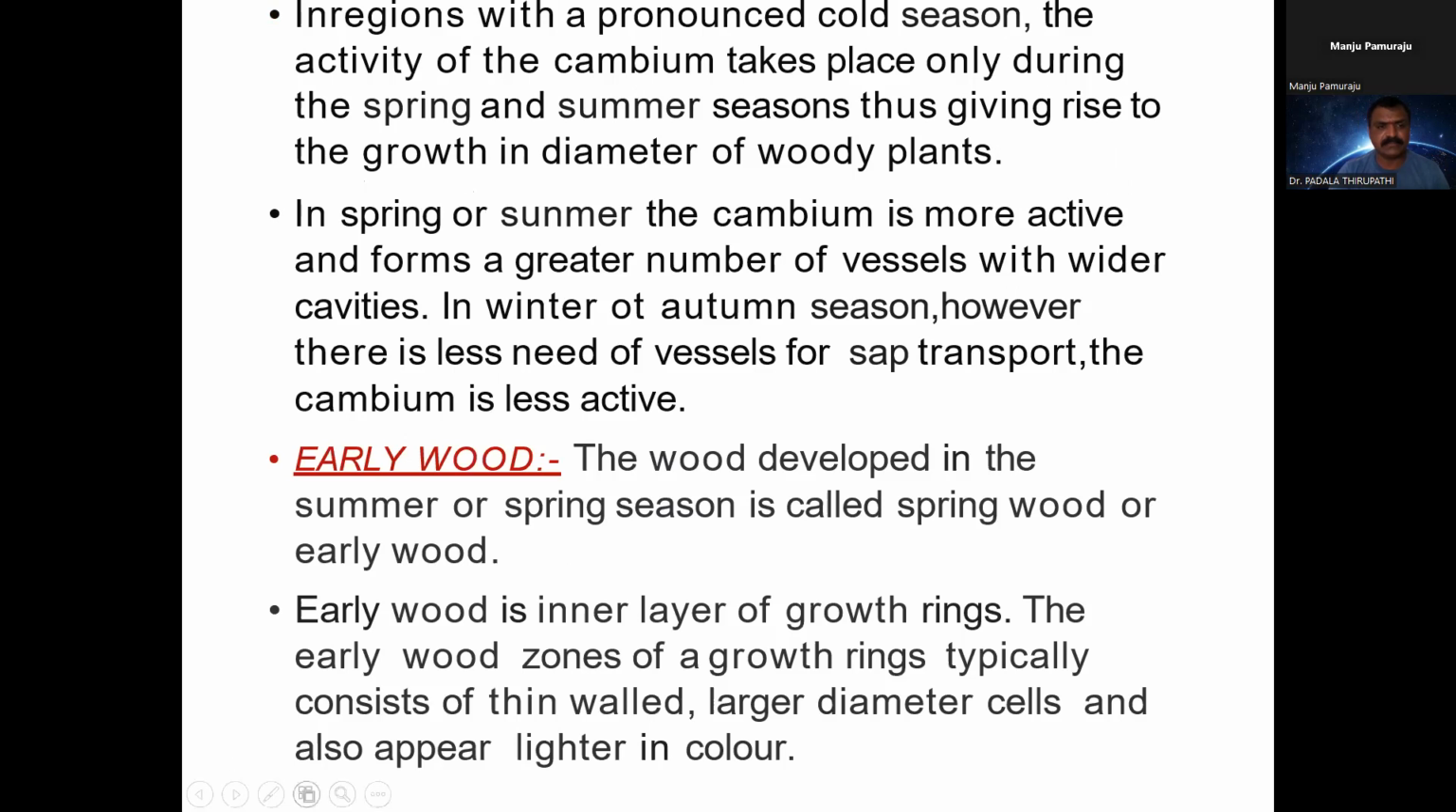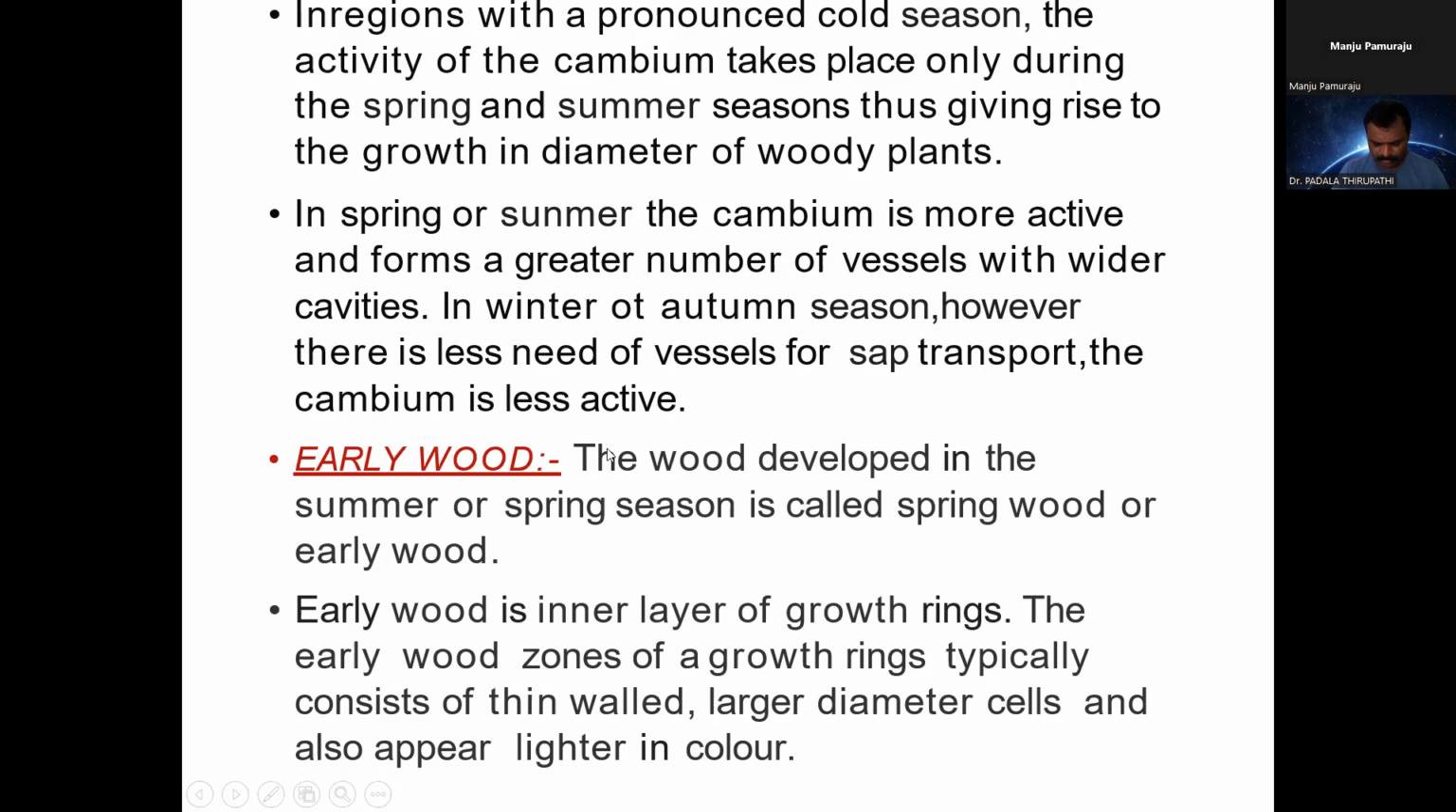Generally, the activity of the cambium takes place only during the spring and summer season, thus giving rise to the growth in diameter of the woody plant. In spring or summer, the cambium is more active and forms a great number of vessels with wider cavities. In winter, there is less need of vessels for sap transport, so the cambium is less active. In summer it is more active, whereas in winter it is less active.